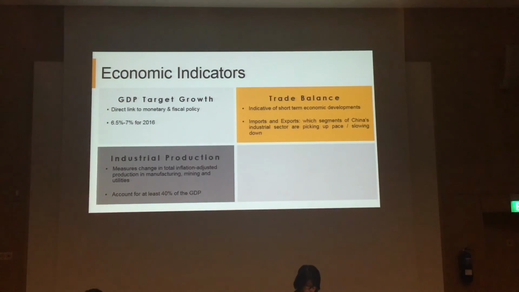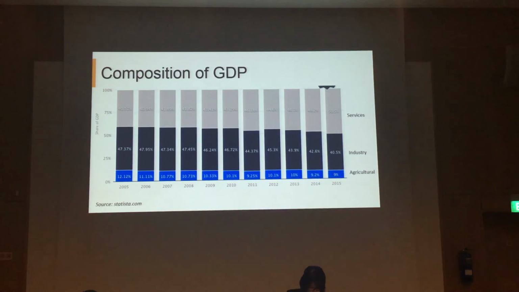Then we have industrial production. Basically, it measures the change in total inflation-adjusted production in manufacturing, mining, and utilities. I'll show you a slide on the composition of GDP for the past 10 years in China. For China, the industrial sector accounts for at least 40% of GDP every year for the past decade, as you can see from the dark portion. Because of this, it tends to have a strong impact on yuan's market movements.